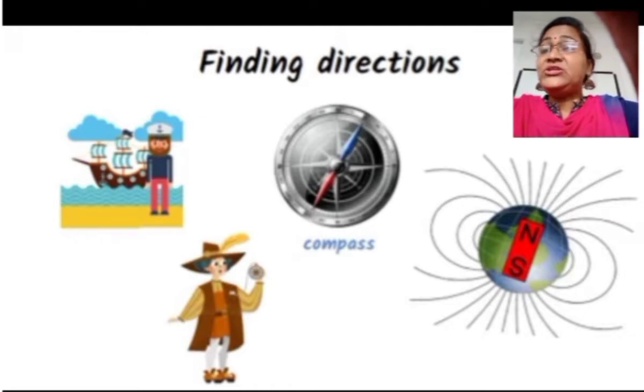For centuries, travelers on land and at sea have been using this property of magnets to find directions. Later on, when artificial magnets were discovered, an instrument called the compass was developed by scientists. This instrument is used to find direction more conveniently.